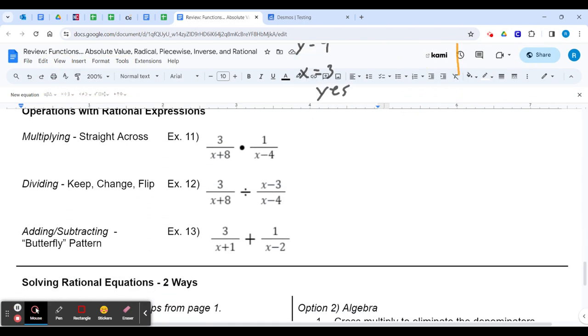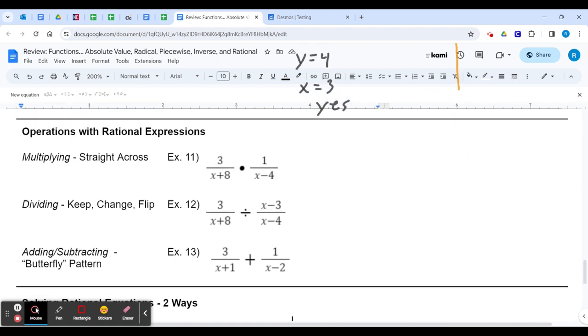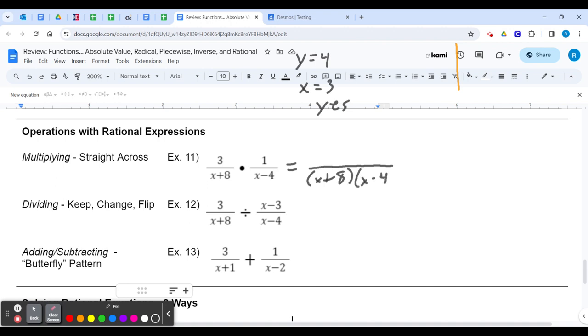All right, a few more things to do. With rational functions, we also worked on multiplying, dividing, and adding, subtracting them. So just a quick review of what's going on there. Multiplying, we go straight across. So all we do is top times top, bottom times bottom. On bottom, we have x plus 8 times x minus 4. On top, we have 3 times 1.